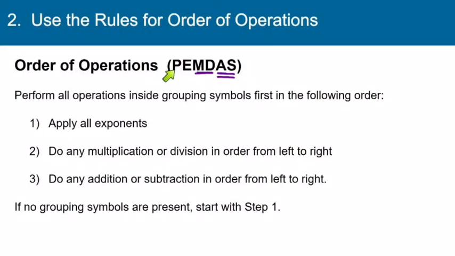So again, first we do any operations that are inside grouping symbols, and we do them in this order. Exponents first, multiplying and dividing in order from left to right, adding and subtracting in order from left to right. And once we've worked out all of the grouping symbols, then we go through and apply these steps again until we've worked down to a single answer.